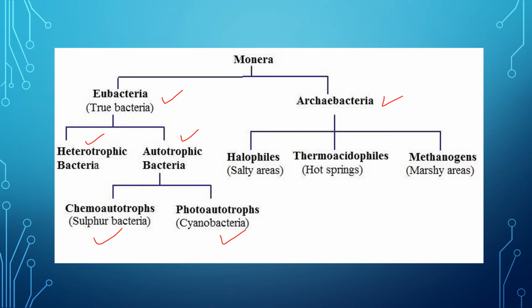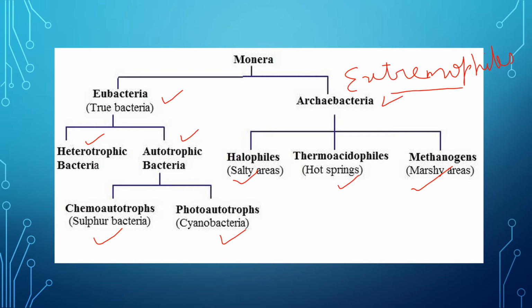Next is archaebacteria. Archaebacteria, depending upon their habitat, are classified under three categories. One is halophiles, second one is thermoacidophiles, and the third one is methanogens. Now, when you talk about archaebacteria, we can see these bacteria are mostly found in extreme conditions. That's the reason why they are also called extremophiles. That means they can survive in extreme conditions.